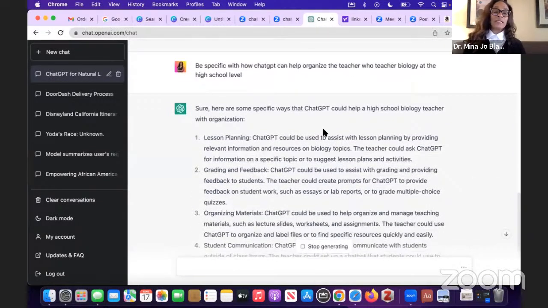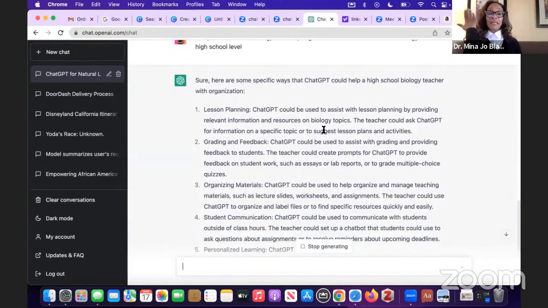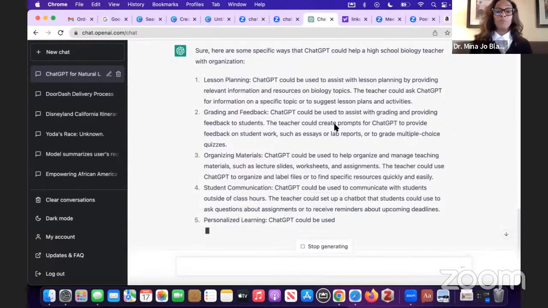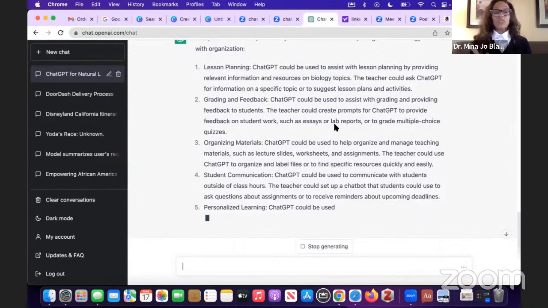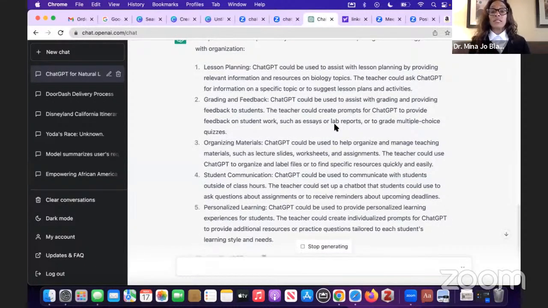But so it gives me lesson planning ideas, and it gives me again a list. It's 1 through 5 now. Lesson planning. ChatGPT could be used to assist with lesson planning by providing relevant information and resources on biological topics. The teacher could ask ChatGPT for information on a specific topic, or to suggest lesson plans and activities. Grading and feedback. ChatGPT could be used to assist with grading and providing feedback to students. I'm going to stop there for a moment.